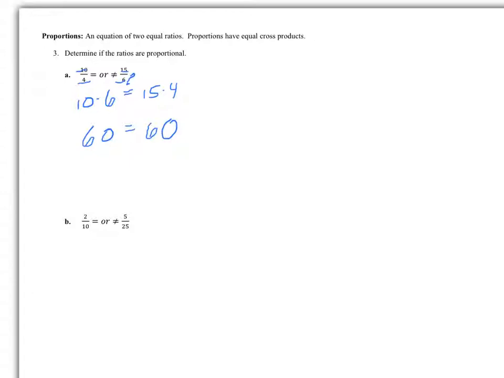In part B, we're asking a different question. Is 2/10 equal to or not equal to 5/25? Now we can do this by looking at their cross products, multiplying 2 times 25, and asking, is that value equal to 5 times 10? Since 2 times 25 is 50, and 5 times 10 is also 50, then those two fractions would in fact be equal to each other. 2/10 is equal to 5/25.